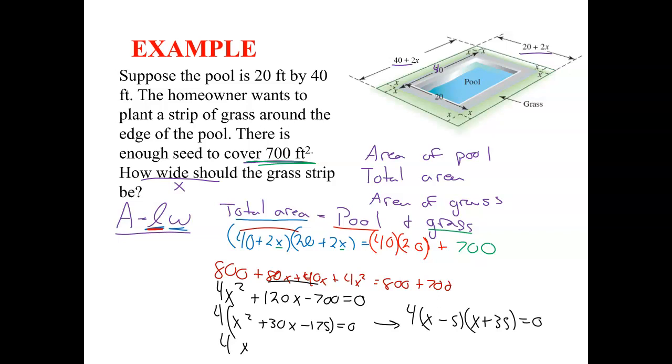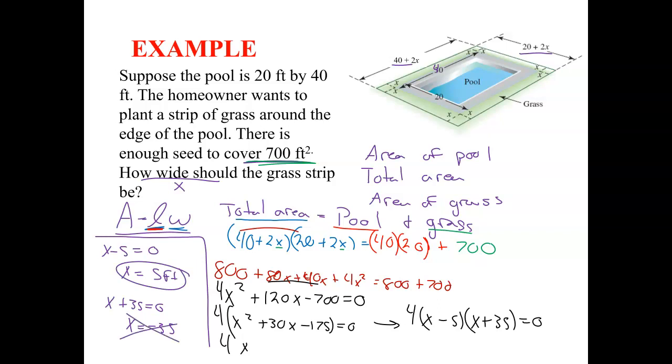Okay, so we factored it pretty quick. Now, last step to solve. Set them to 0. So I've got x minus 5 equals 0, x equals 5. I've got x plus 35 equals 0, x equals negative 35. So how wide is the grass going to be? 5 feet. Can't have a negative length, so we can exclude the negative 35. If you set it equal to 0, it gives you a statement that just doesn't make sense.